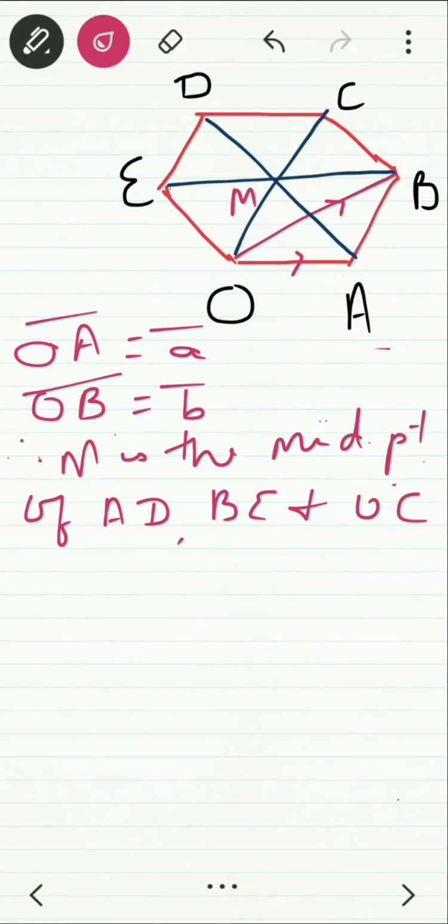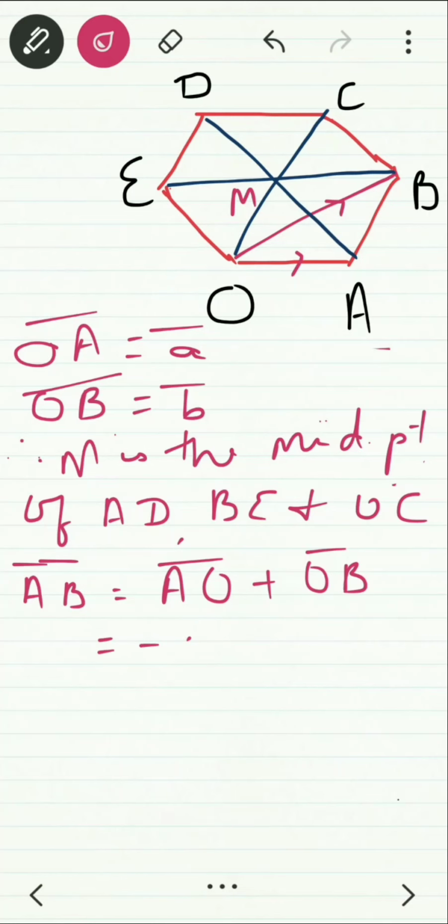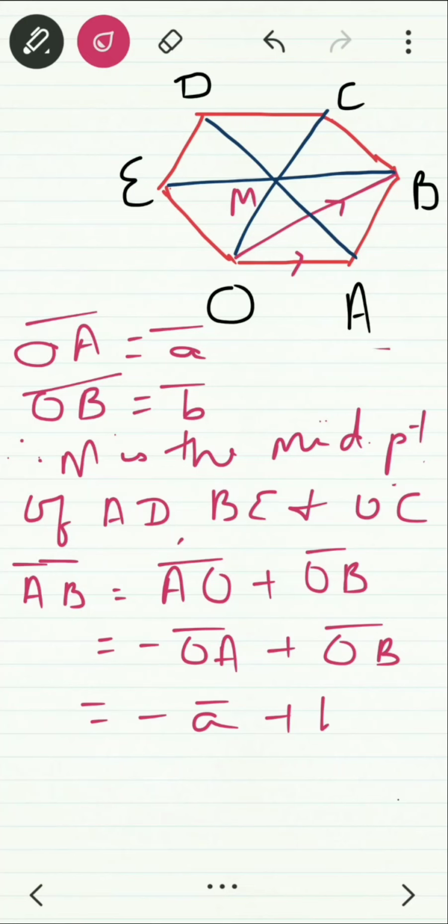We have AB bar. By triangle law, we have AB bar is equal to AO bar plus OB bar, which can be written as minus OA vector plus OB. Now OA is nothing but A bar, so we get minus A bar. Similarly, we get plus B bar. Therefore, we say that AB bar is equal to B bar minus A bar. So this we keep in mind.